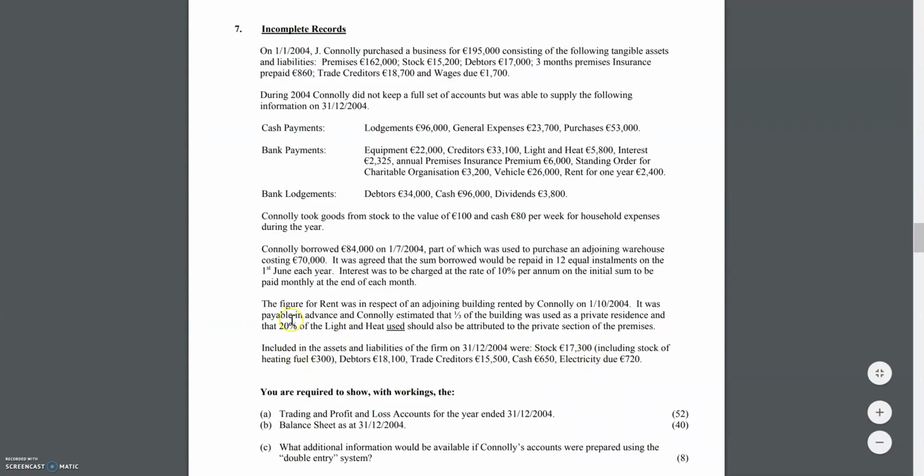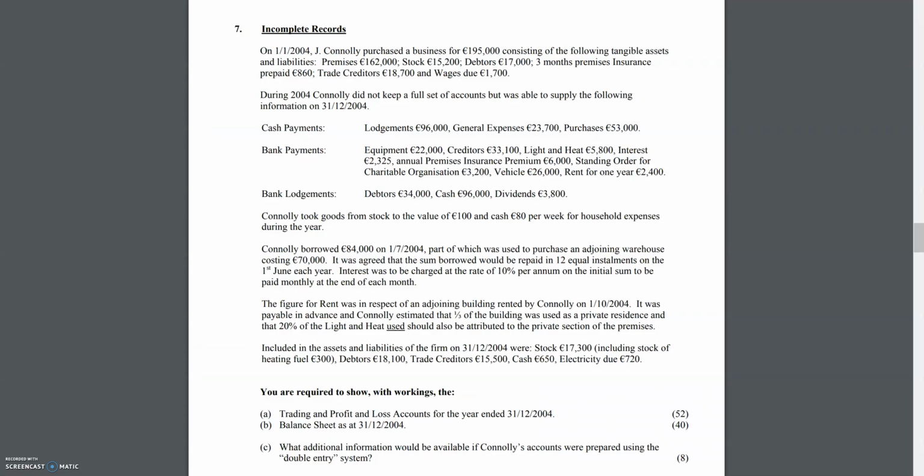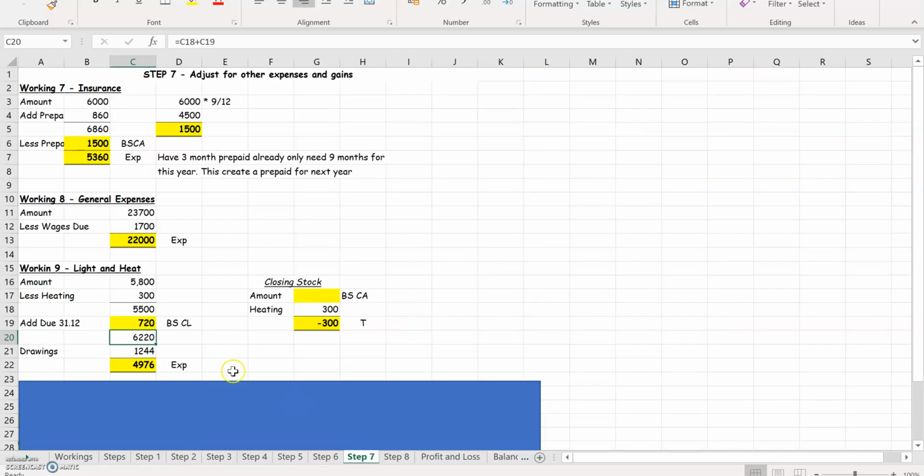And also at the end, just have a look, we've got electricity due for this period, so that needs to be increased as well for 720. So that's going to give us an expense for light and heat of 6,220. Now we said 20% of that, so 20% of the heat used is going to go to drawings. So you need to get 20% of 6,220, which is 1,244.